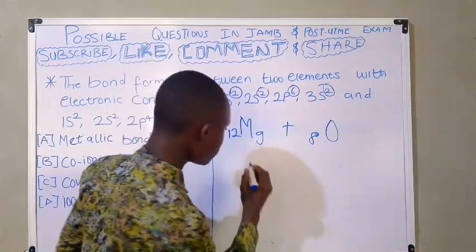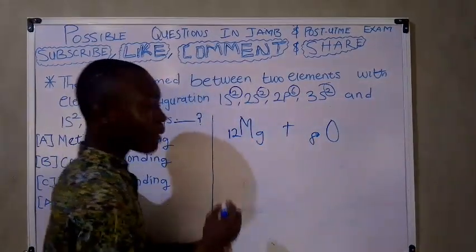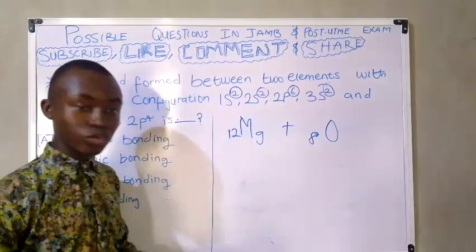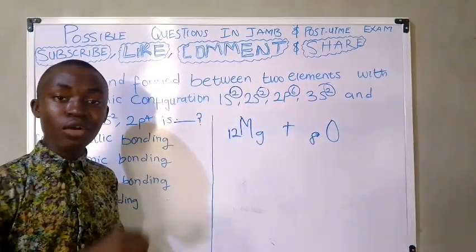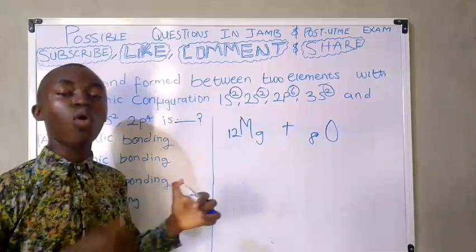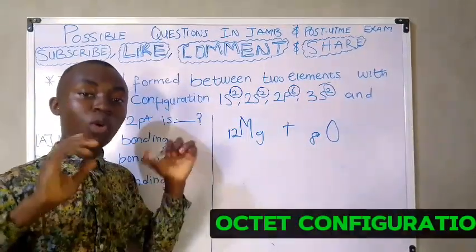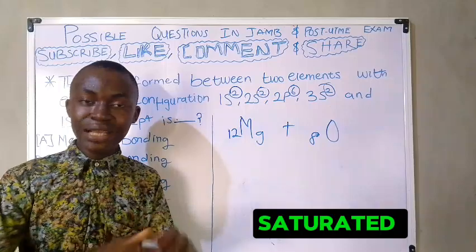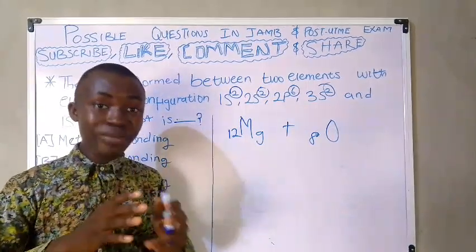This happens by attaining what is called the octet configuration or the octet rule. It should be noted that the aim of all elements is to obey the octet configuration. They want to become saturated. All elements want to become saturated. They don't want to be reactive.